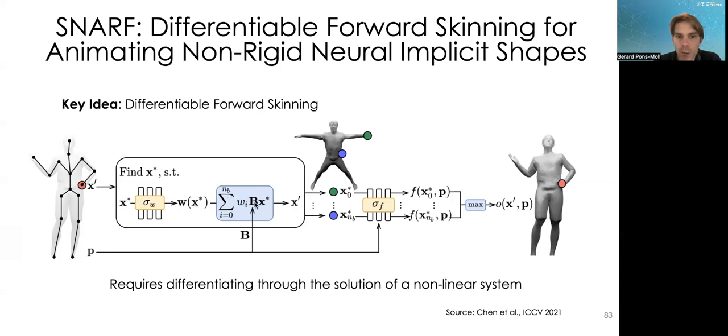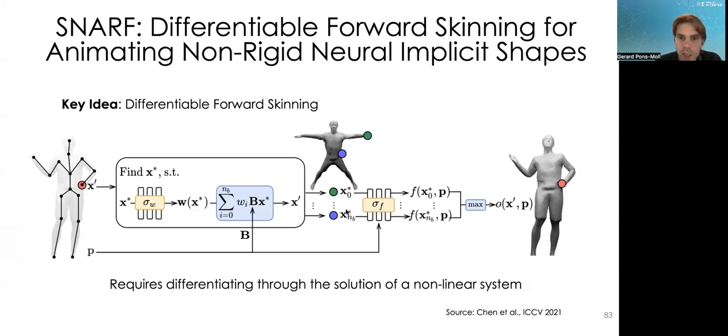Now when I pose this point, I need to satisfy that the sum of Wi, which are these skinning weights, times the matrices Bi, times x star, should match the pose point x prime that I'm evaluating. There might be multiple x stars, x0 until xnb, that satisfy this pose point x prime. For example, in this example, the blue dot or the purple dot and the green dot would both pose to x prime. They would both be valid solutions.